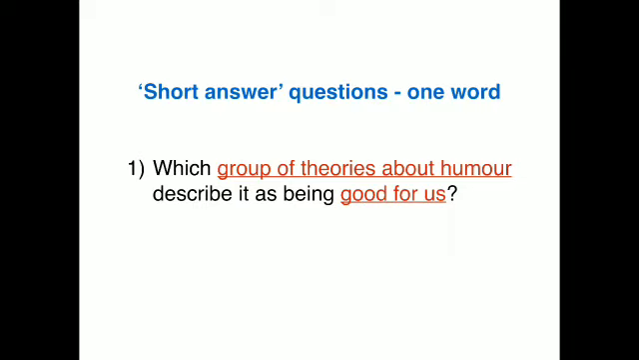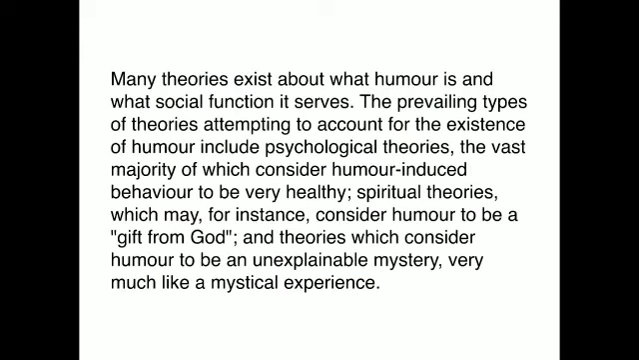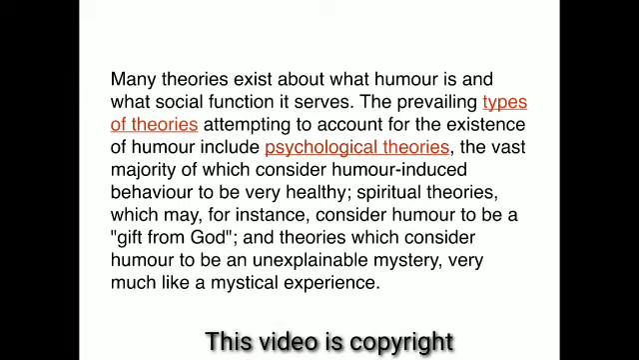We go to the passage and read at normal speed from the beginning. We're not skimming and scanning. We're just going to read at normal speed until we find a group of theories that are good for us. Many theories exist about what humour is and what social function it serves. We haven't found a group yet, but theories is mentioned. The prevailing types of theories, that could mean the same as group of theories or groups, attempting to account for the existence of humour include psychological theories. There's our first group or type of theories, the vast majority of which consider humour-induced behaviour to be very healthy.